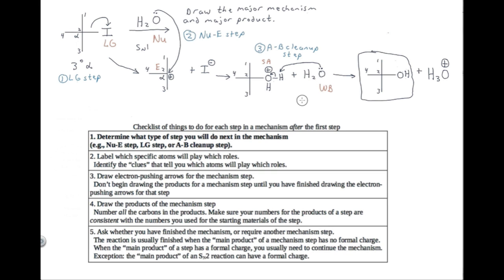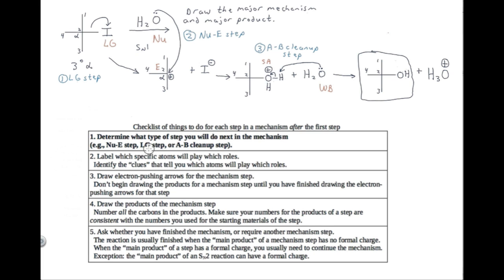And the types of steps that we've seen so far are nucleophile-electrophile steps, leaving group steps, and this new acid-base cleanup step. So notice here how we've labeled step 1 was a leaving group step, because only the leaving group participated. Step 2 was a nucleophile-electrophile step. And step 3 was our acid-base cleanup step. Do you see why this is called a cleanup step? What are we cleaning up? We're cleaning up the positive formal charge. This is called an acid-base cleanup step because it's cleaning up the positive formal charge on our main product.